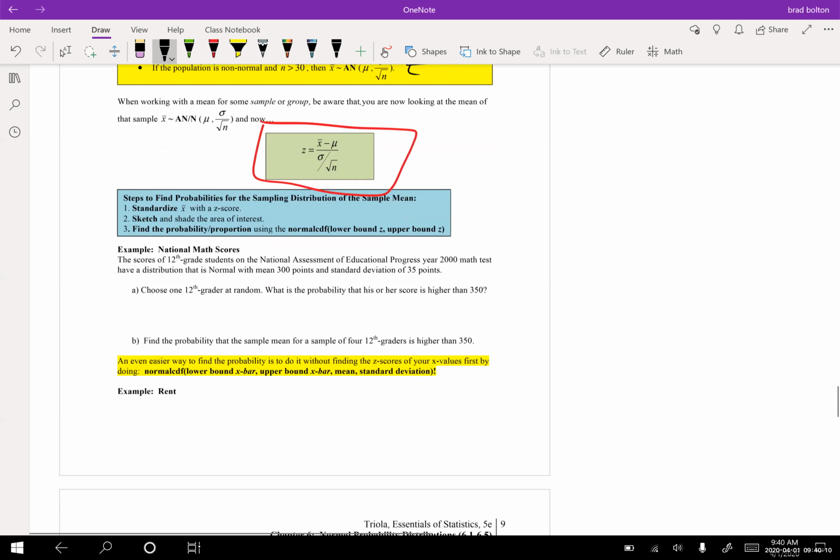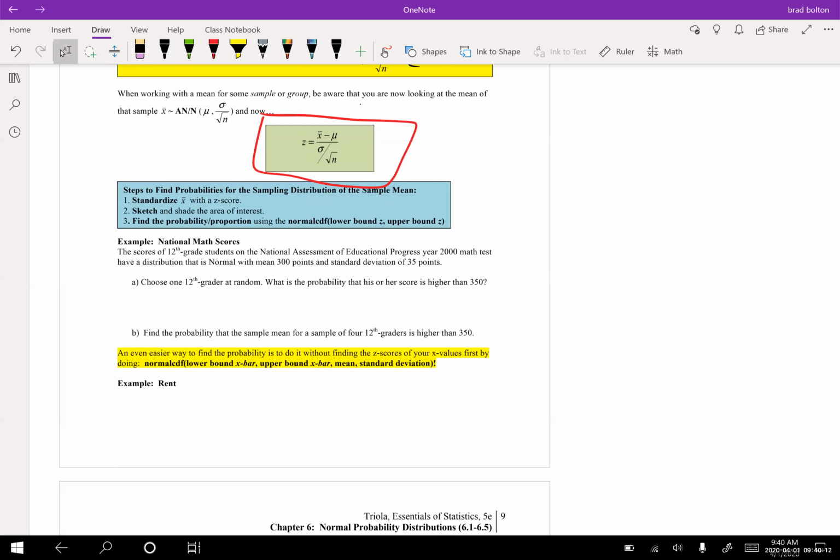So let's take a look at one. It's kind of a lot of talking, so let's take a minute to try one. Let me get my notes to the right page. It says the scores of 12th grade students on the National Assessment of Educational Progress for the year 2000 math test have a distribution that is normal with a mean of 300 points and a standard deviation of 35 points. Choose one 12th grader at random. What is the probability that his or her score is higher than 350?